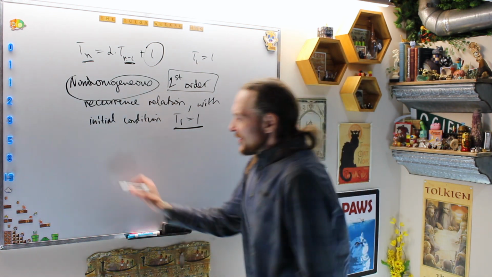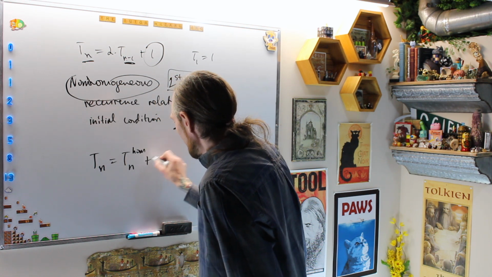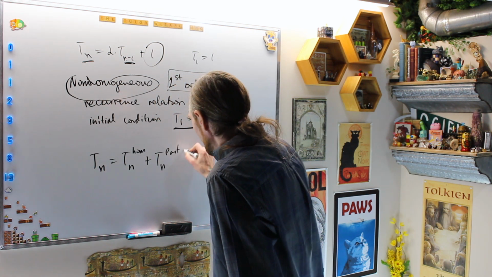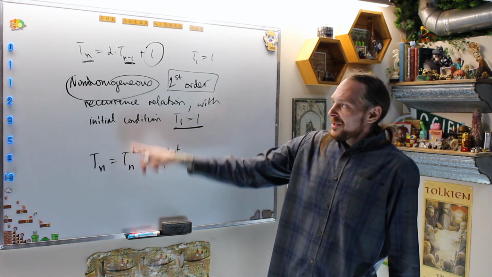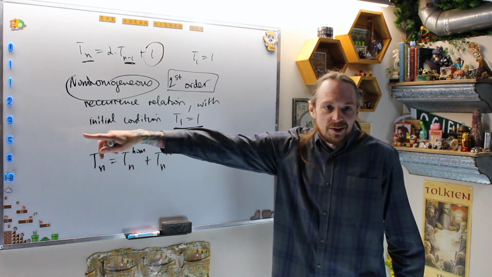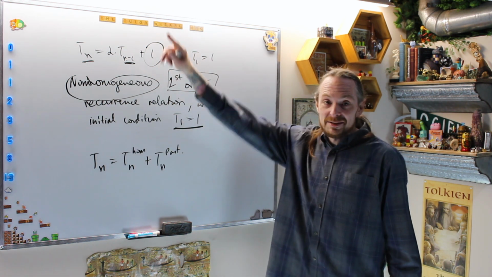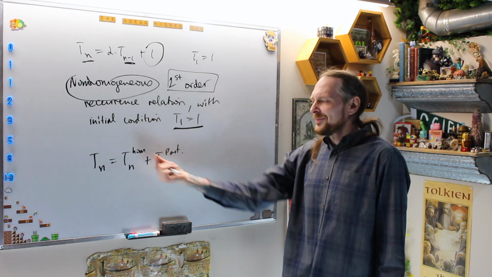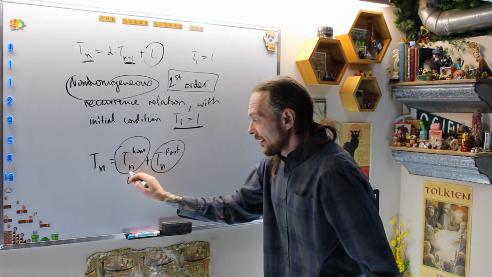What does that mean? The general solution will be Tn homogeneous plus Tn particular, where Tn homogeneous is the solution to the associated homogeneous recurrence relation, and Tn particular is the particular solution to the non-homogeneous recurrence relation. I'll give it in 2 pieces. Here we go. Here's this one and this one. Step 1, how do I do this one?